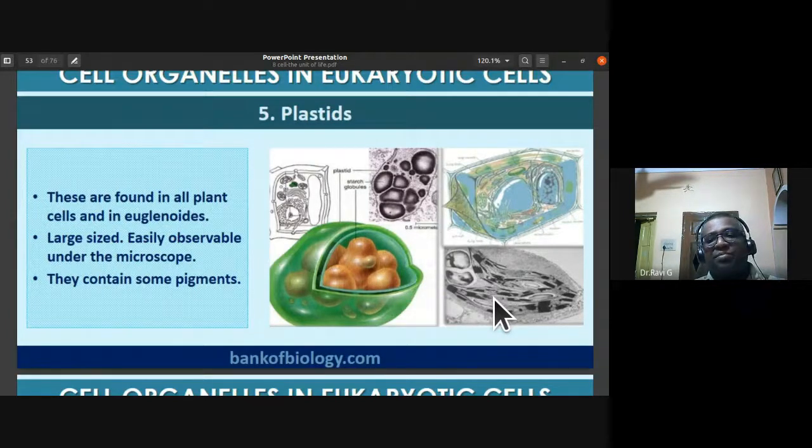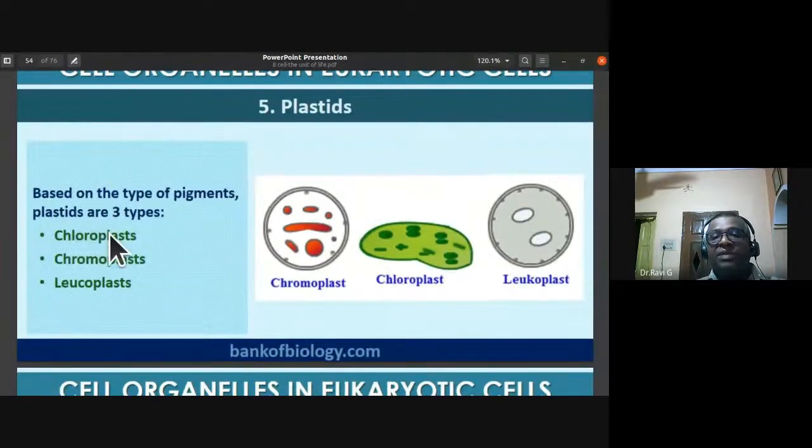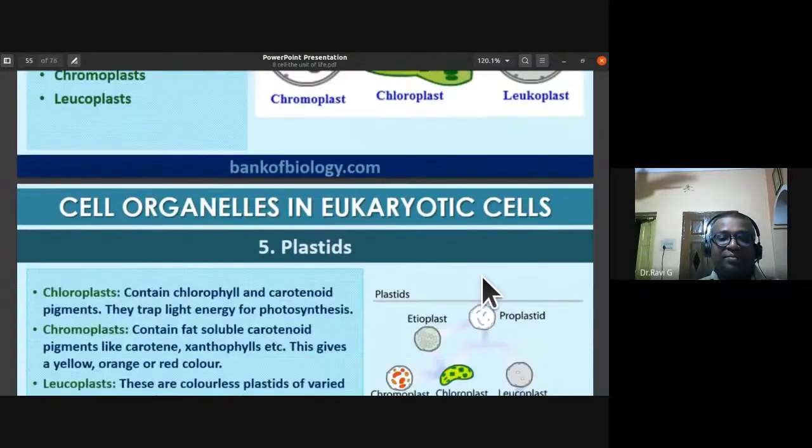They contain some pigments. Chloroplast is a plastid, chromoplast is a plastid. Based on the types of pigments, plastids are of three types: chloroplast, chromoplast, and leucoplast.